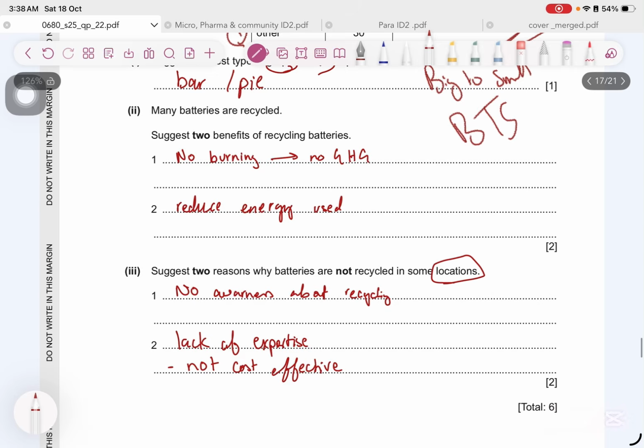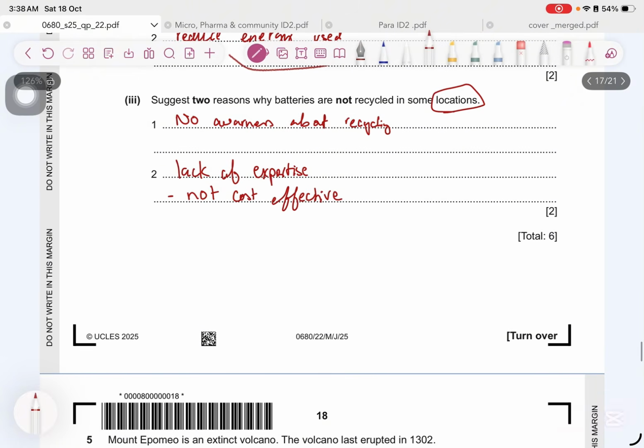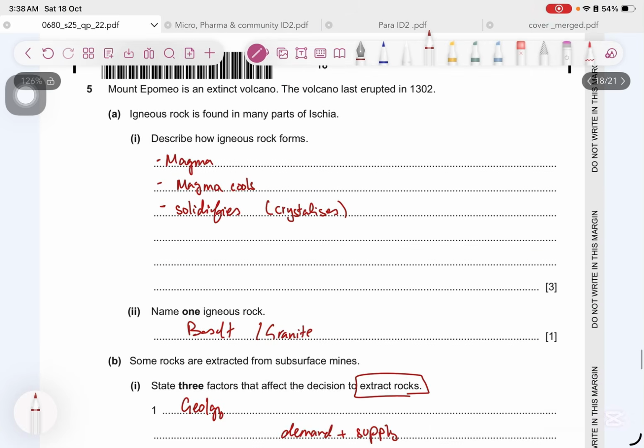Many batteries are recycled. Suggest 2 benefits of recycling batteries. No burning, no greenhouse gas, no global warming, and reduces the energy used. Suggest 2 reasons why batteries are not recycled in some locations. No awareness about recycling. It's expensive, okay? And they don't have any experience related to recycling, so they don't know what to do or how to collect or whatever. Okay, this is not the last question, but this one is the last question.